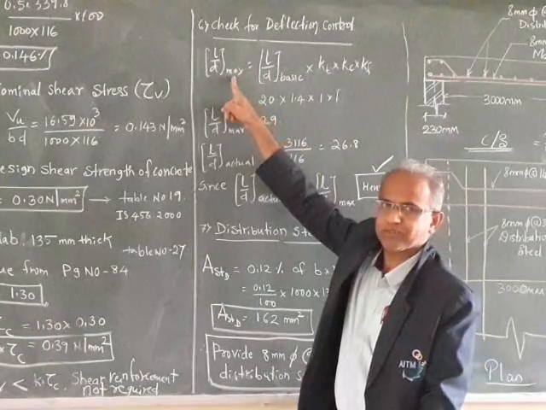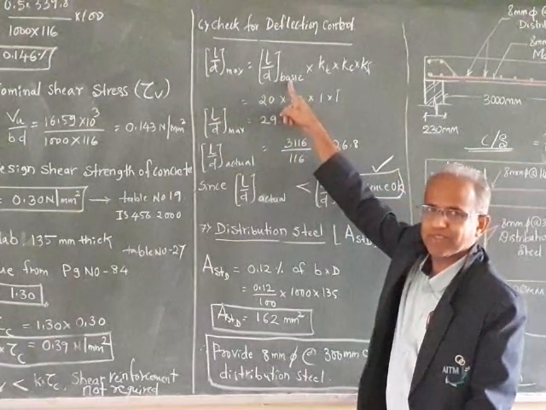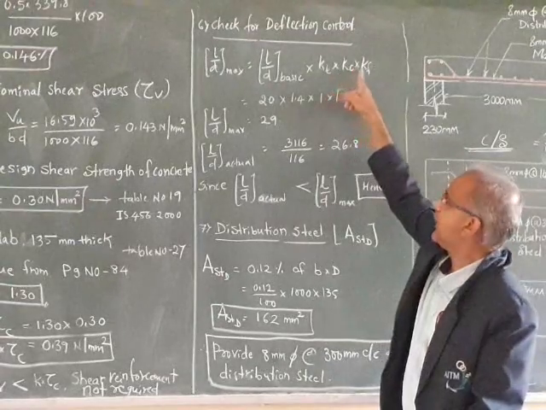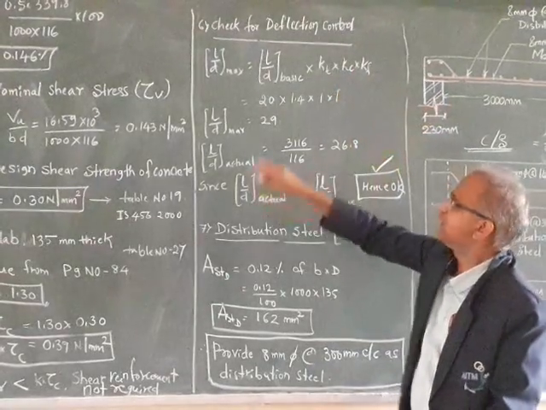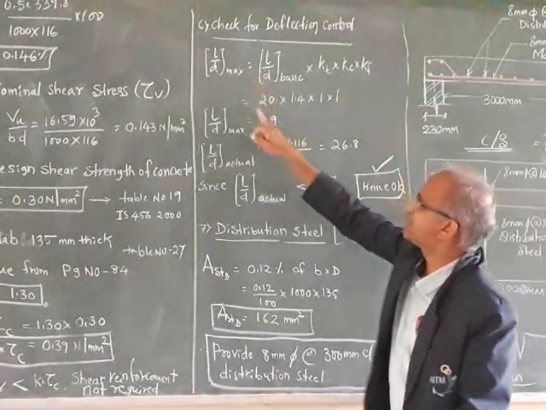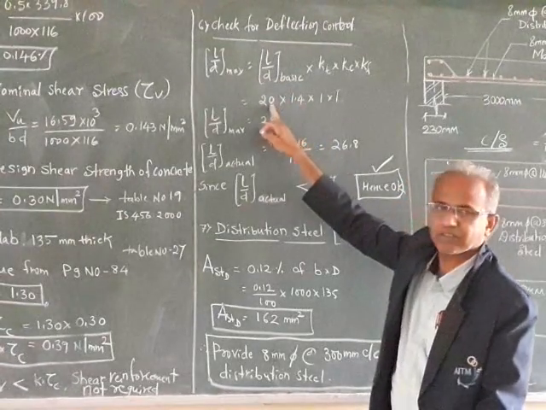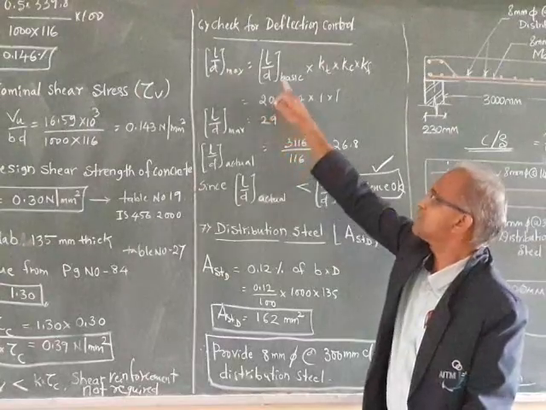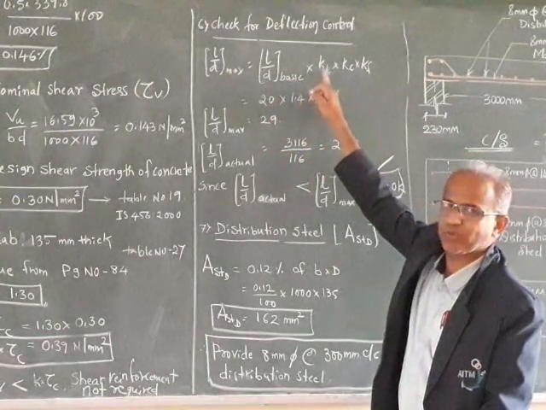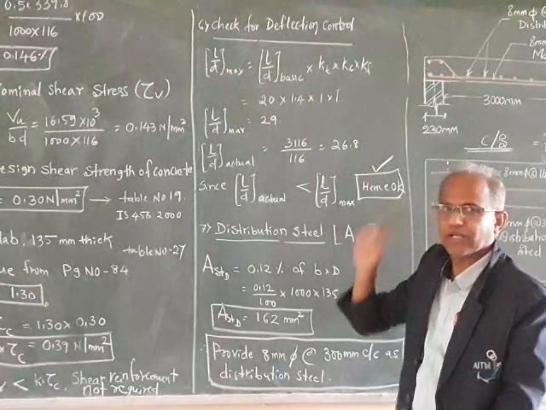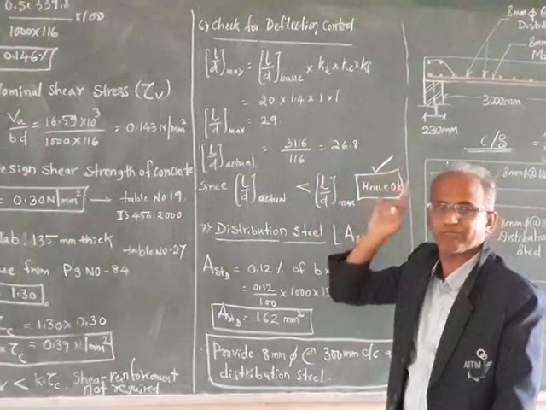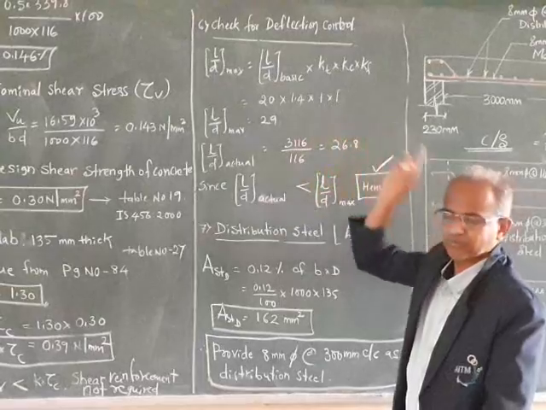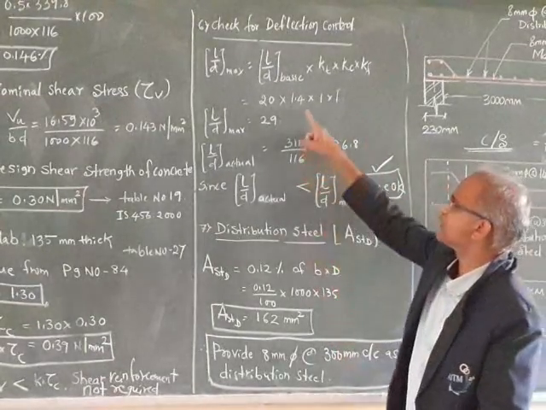First, L by D maximum is equal to L by D basic into KT value into KC value into KF value. Okay, so L by D maximum is equal to L by D basic. It is 20 for simply supported beam slab. So 20 into KT. So where are you going to get this KT value? KT value you are going to get from figure number 5, okay, figure number 5 from IS 456 2000.